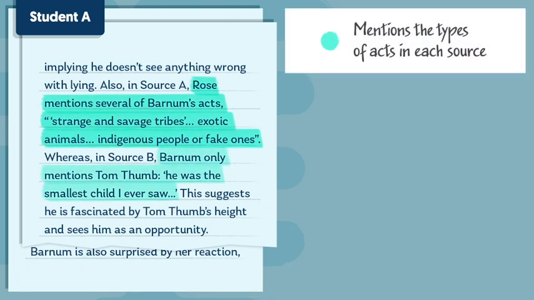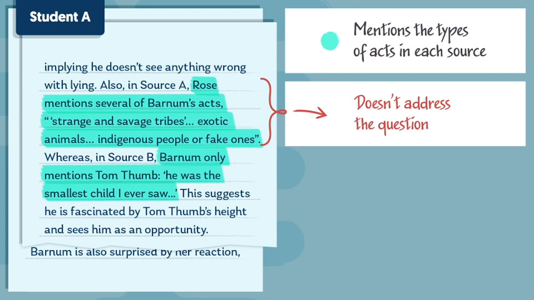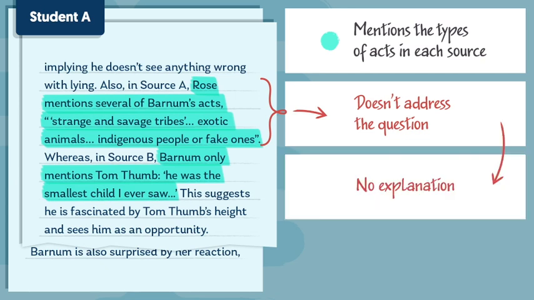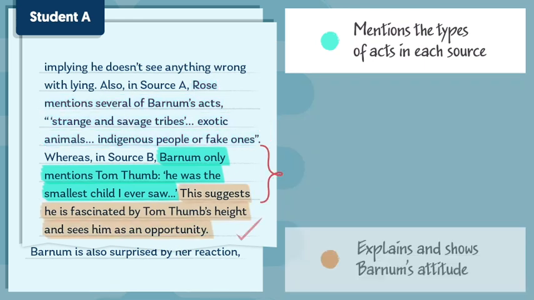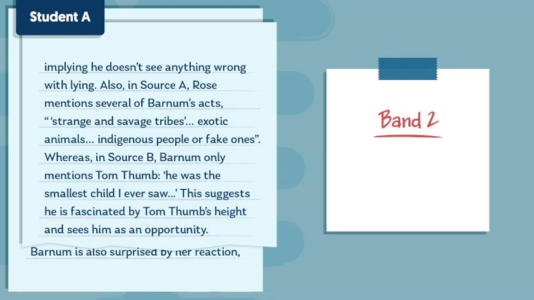They mention the types of acts discussed in each source, but this doesn't address the question, or at least they don't make it clear to the examiner how it does address the question, since there's no explanation to accompany the first point. The second point, however, does explain and shows Barnum's attitude, as he is the writer of this piece. As a result, this pupil's response would be awarded a mark in Band 2, roughly 3 or 4 marks out of 10.